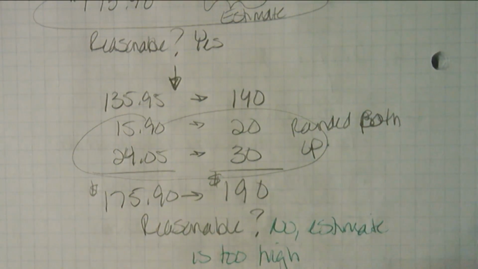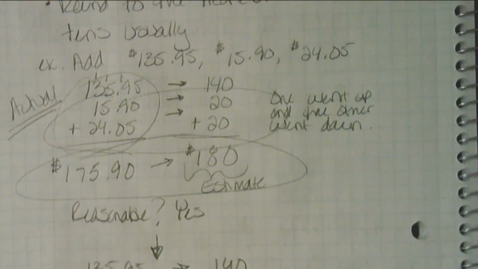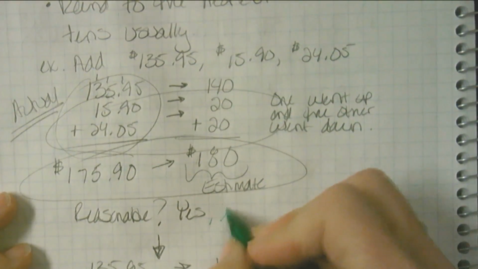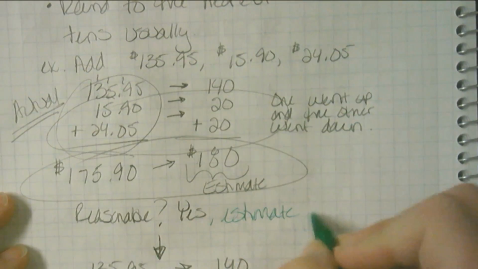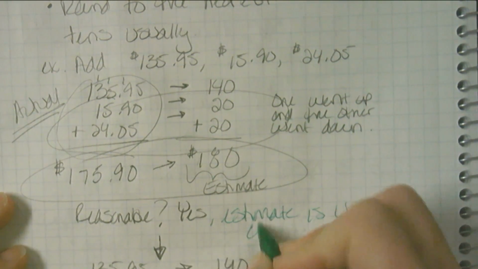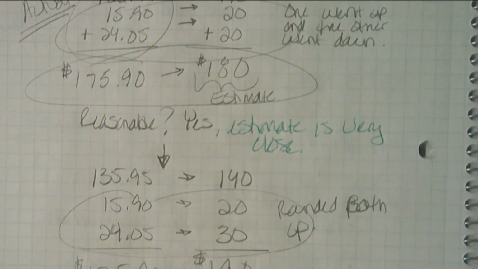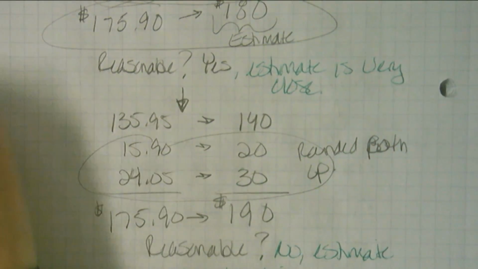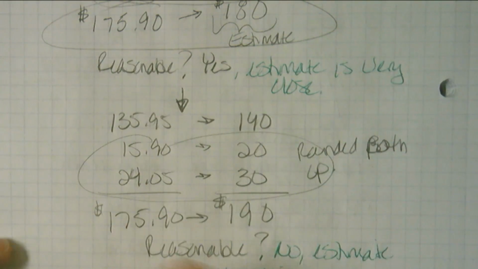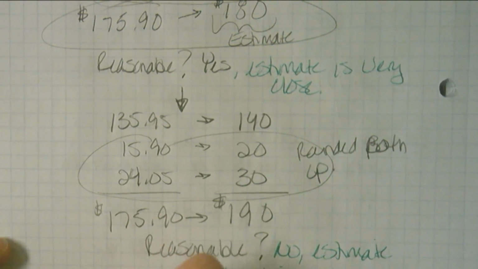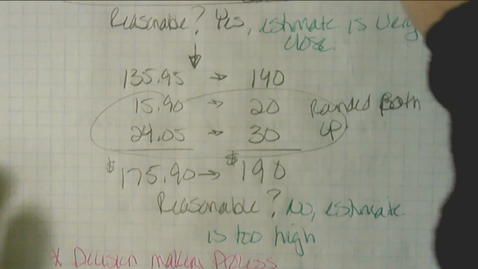So let's compare what we did here. So I'm going to go back up here, and this is yes. Estimate is very close. So let's talk about the differences. All right, so let's look at our decision-making process. So let's talk about our decision-making process.